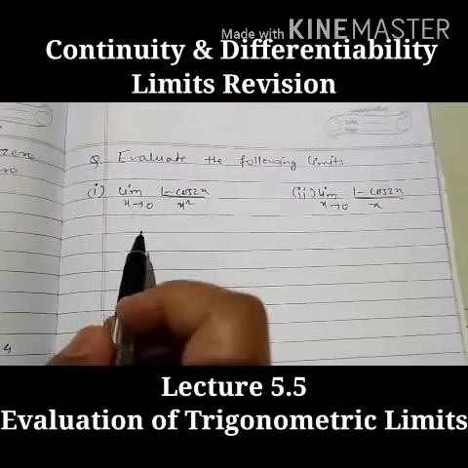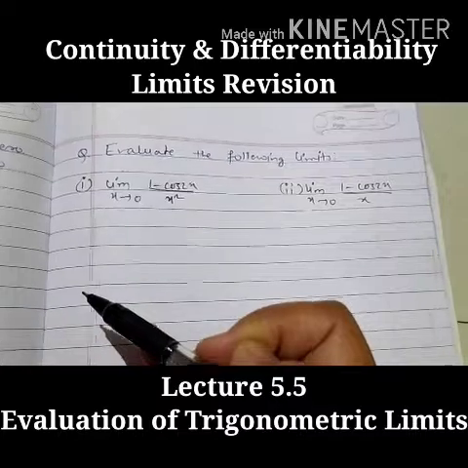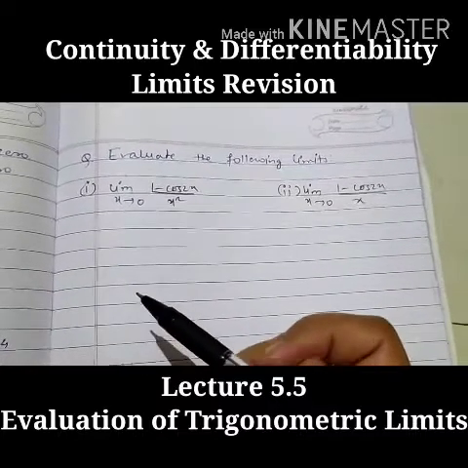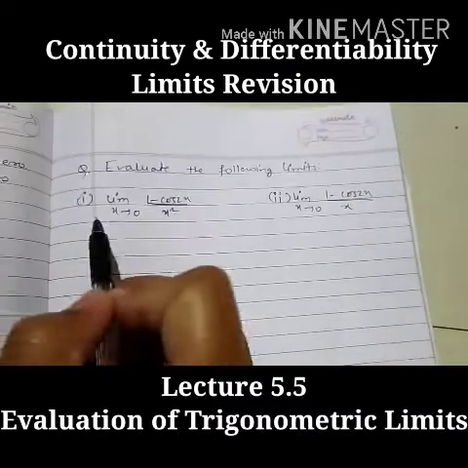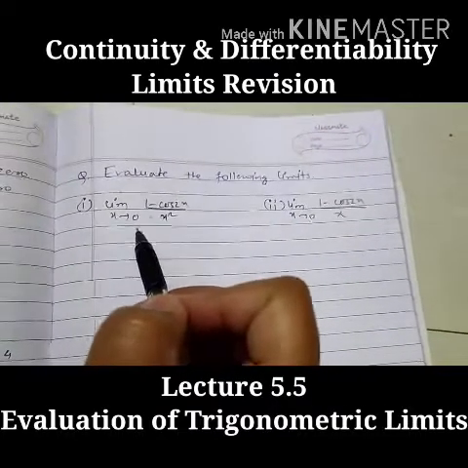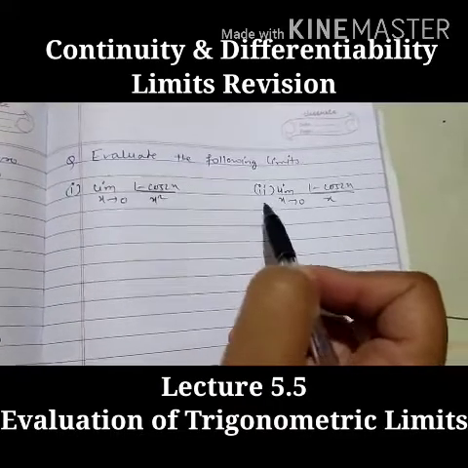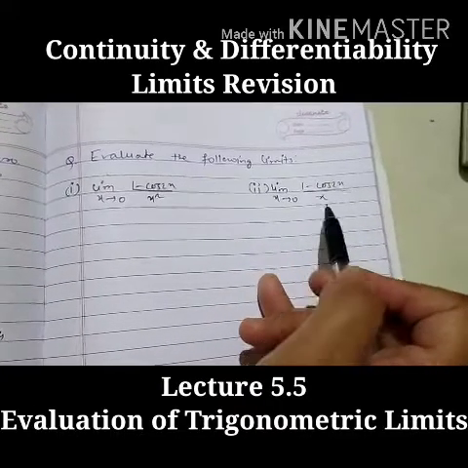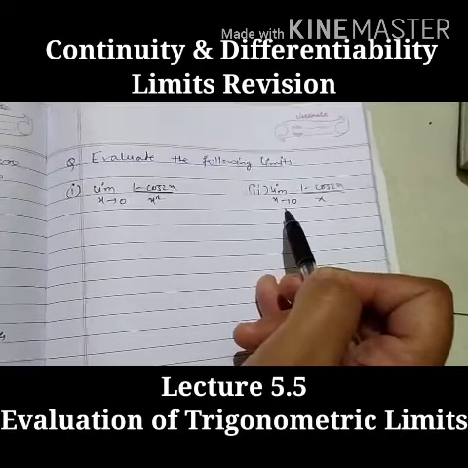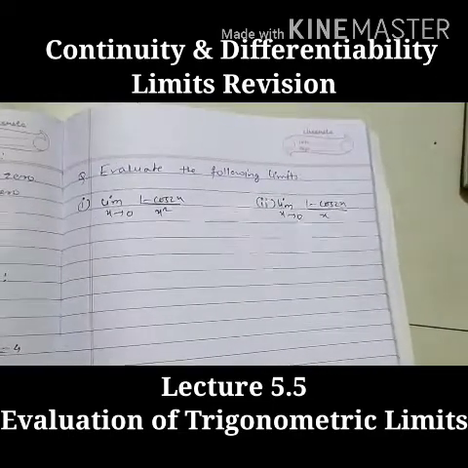Now in the previous question we have seen all examples of sine function. Now we'll see the examples of cos function. The first question is limit as x tends to 0, 1 minus cos 2x upon x square. And the second question is limit as x tends to 0, 1 minus cos 2x upon x. Now we'll solve the first question.